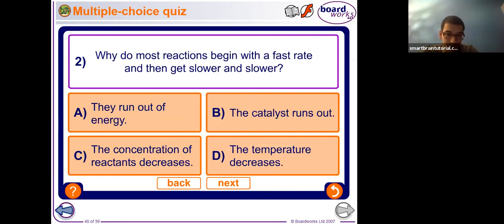Yes, the next question, please. Why do most reactions between a fast rate and a... What do you think? I think it's C. Yes, the concentration of reactants decreases. This is the reason.